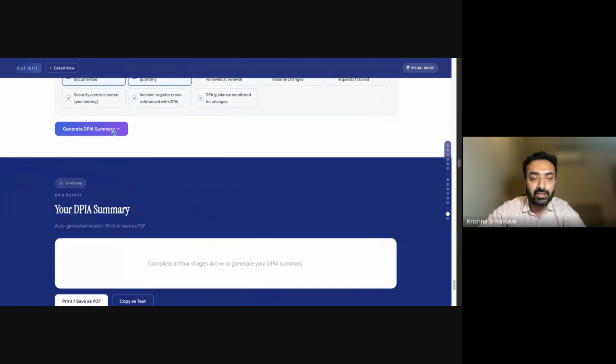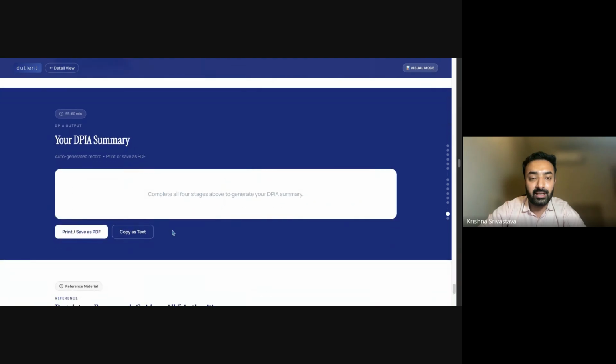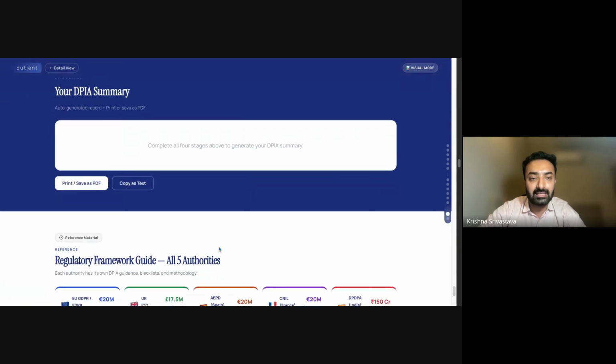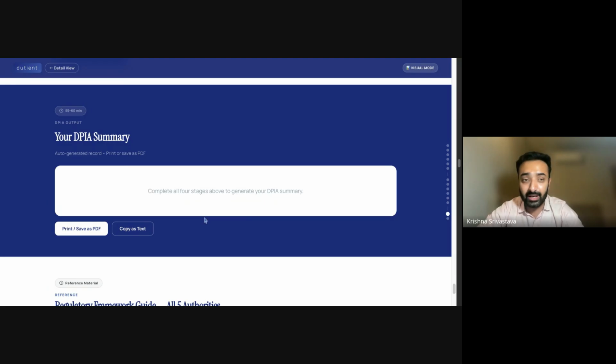So once you do this, you can generate a DPIA summary, and then you can probably look at this piece that we have here as a DPIA summary as well. Now, you have to understand that this presentation is an HTML file. It will work fantastically on any browser, any ecosystem that you have. We will share this with you after the call as well.